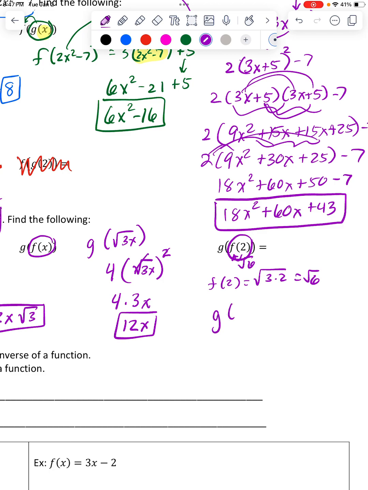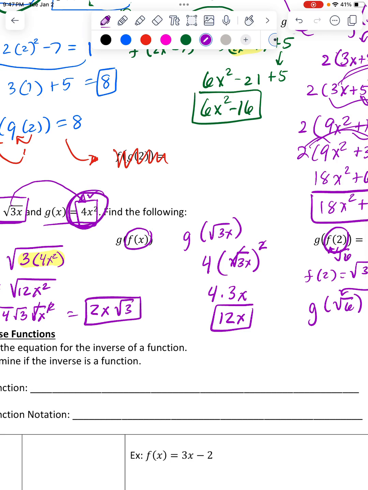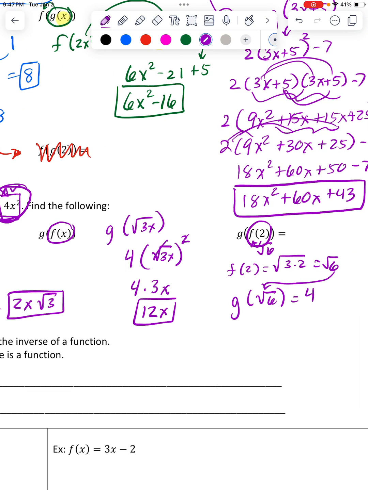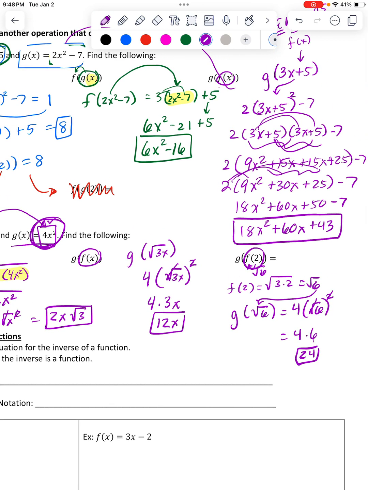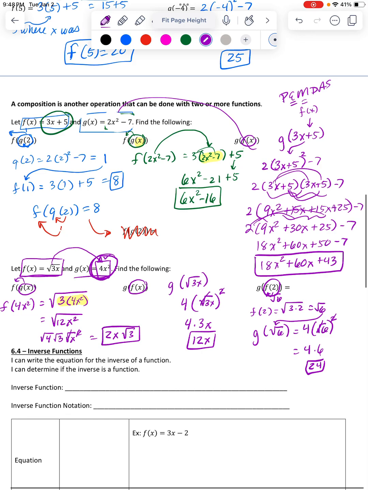So then the next layer is to take the square root of what I just got, and then g does this, which is to do 4 and then whatever you're plugging in, which is my square root 6, squared. So I'm putting the square root 6 where there used to be an x. But if I square a square root, then I end up with just 4 times regular 6, and my answer is 24. So first layer is figuring out which one to plug into which, and second layer is doing whatever math you can to simplify it or find the number answer.